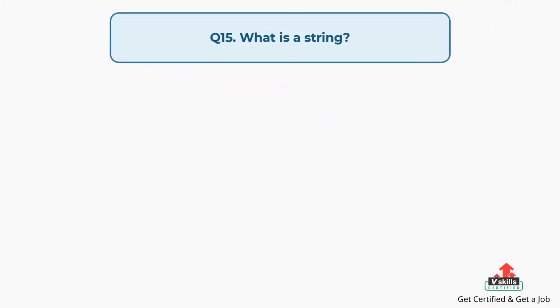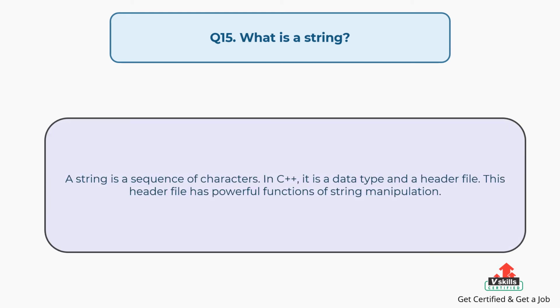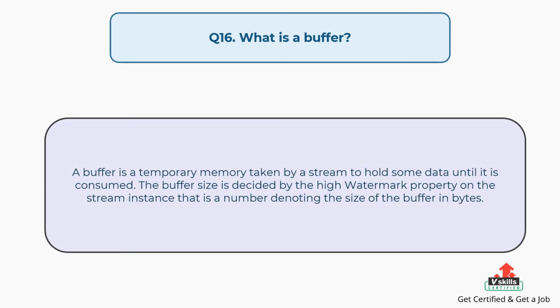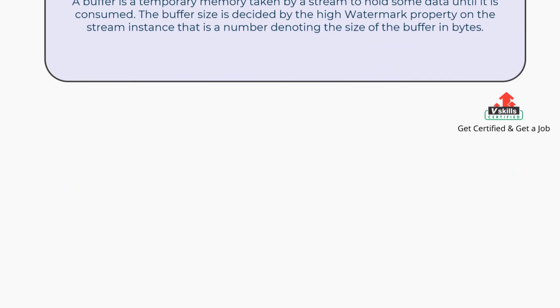Question number 15, what is a string? The answer is a string is a sequence of characters. In C++, it is a data type and a header file. This header file has powerful functions of string manipulation. Question number 16, what is a buffer? The answer is a buffer is a temporary memory taken by a stream to hold some data until it is consumed. The buffer size is decided by the high watermark property on the stream instance that is a number denoting the size of the buffer in bytes.